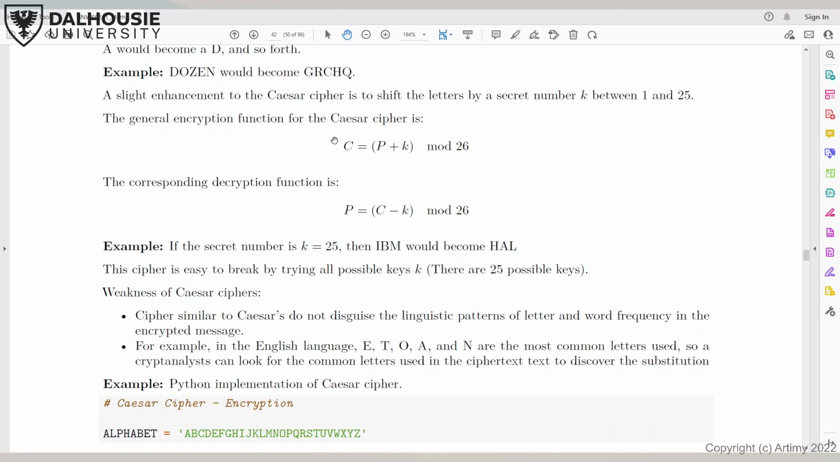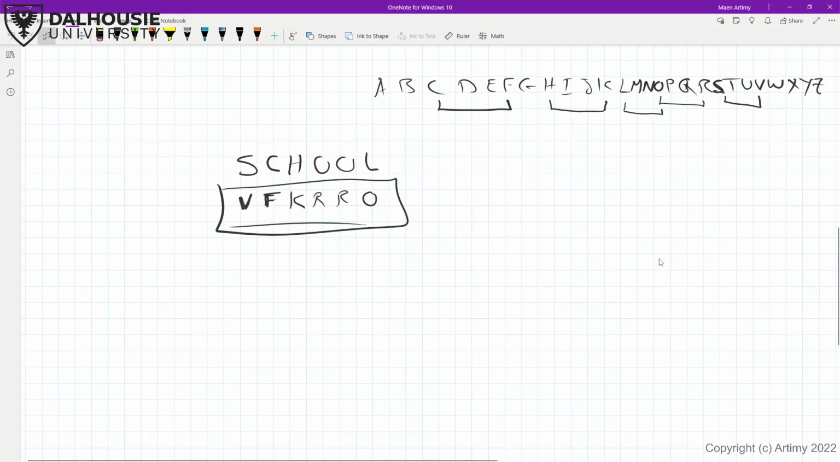C equal P, which is the plain text. C is for ciphertext, so the cipher character equal P, which is the original character, plus K, which represents the key, mod 26. The 26 is the number of letters in the alphabet. And why we need the mod here, the modular, is because if I want to have Y in the original text, now Y, if I want to shift by 3 letters, we don't have enough letters here, so we need to go back to B, right? So we need to convert it to B.